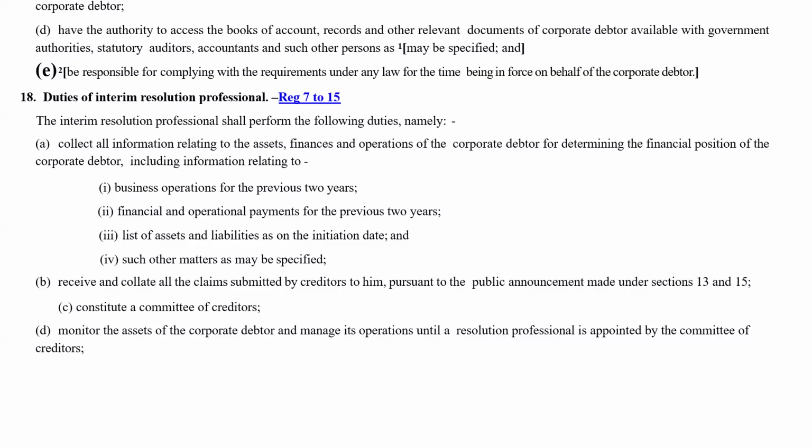Because first of all, he has to ascertain the information relating to business operations for the previous 2 years. So he has to look back for a period of 2 years. Financial and operational payments for the previous 2 years. So why this 2 years is important? Because that is the look back period. So during this period, if any transaction has been entered into with a related party, and if it is a suspicious transaction, then the IRP shall file an application with the adjudicating authority.